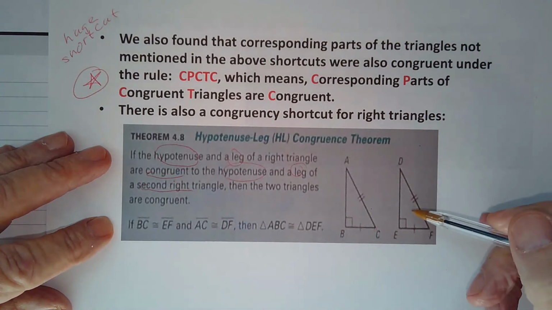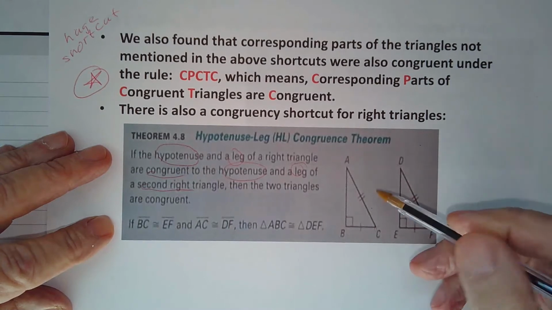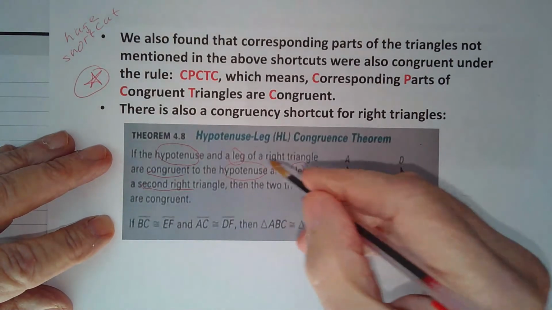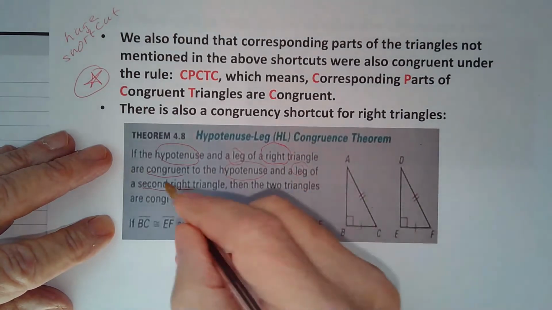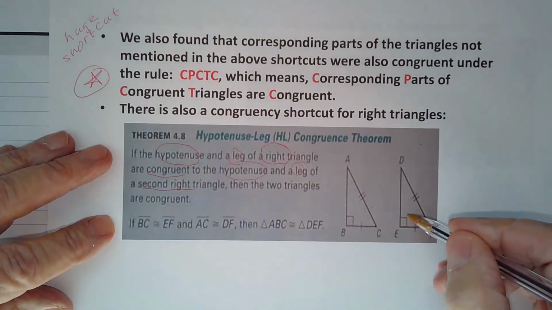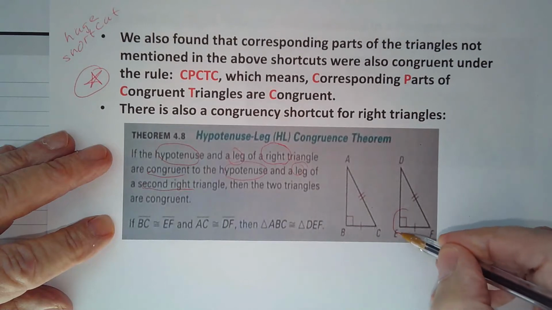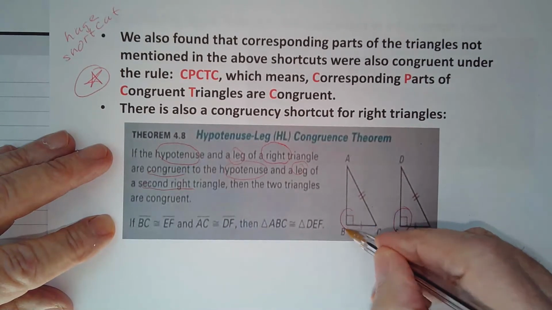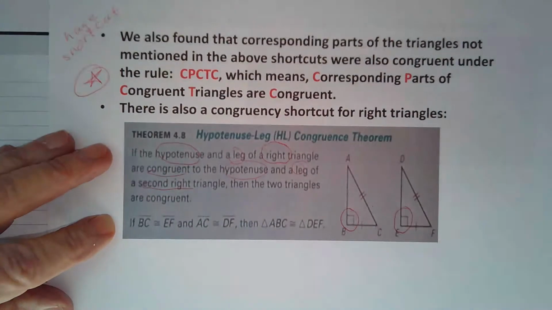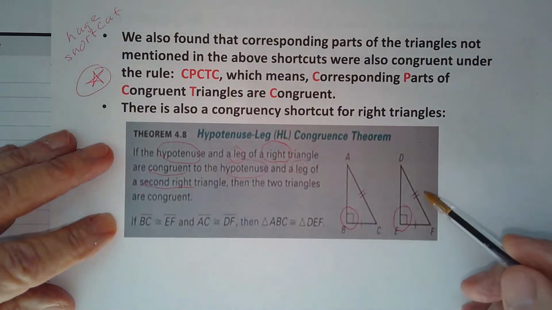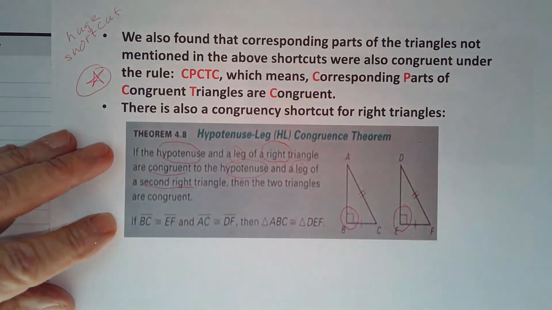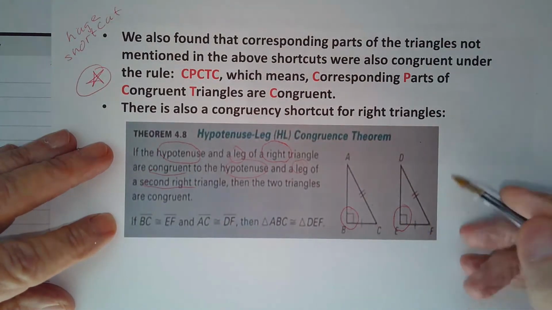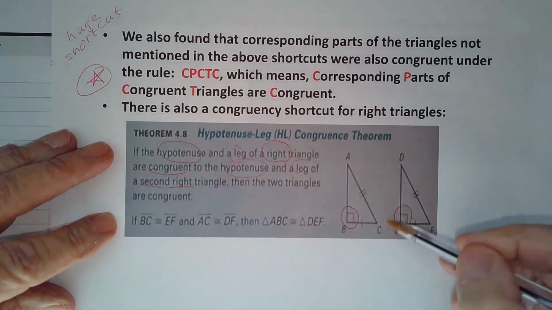Now, you're saying to yourself, well, how could it be with just two legs? Well, remember, this only applies to right triangles. These have to both be right triangles. So they told you that already. Consider that part of your given. So really, you've got a side, an angle, or an angle, side, congruence. But this applies only to right triangles.